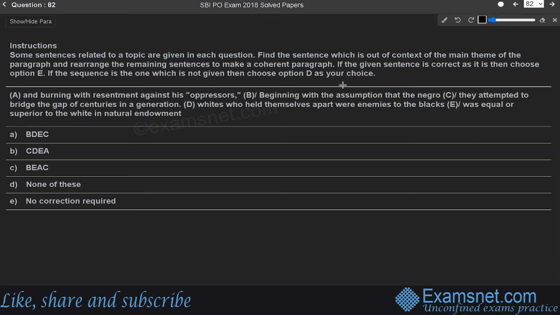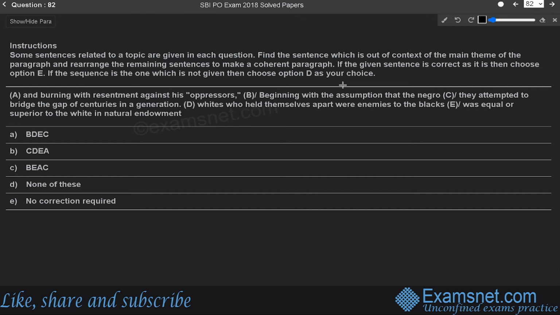So the correct option will be option number A, which is E, B, D and A. Next question has the parts: and burning with resentment against his oppressors; beginning with the assumptions that the Negro; they attempted to bridge the gap of centuries in a generation; whites who held themselves apart were enemies to the blacks; was equal or superior to the white in natural endowment.